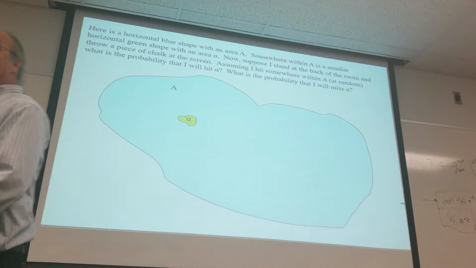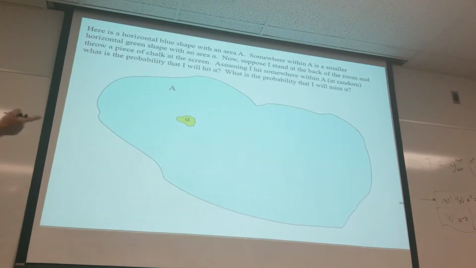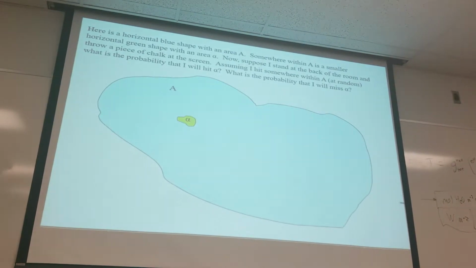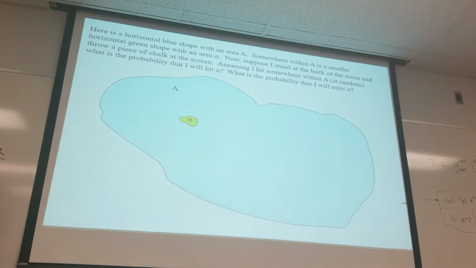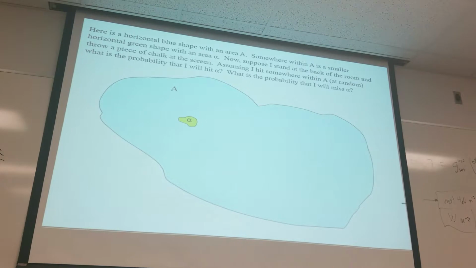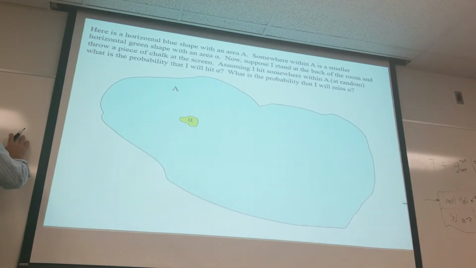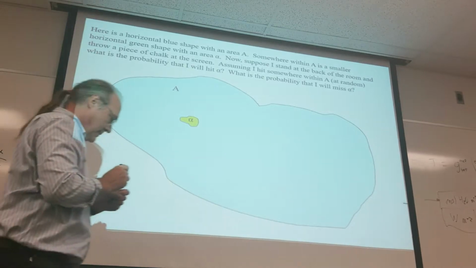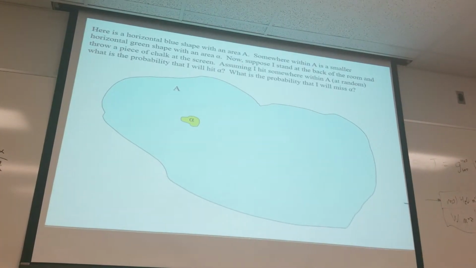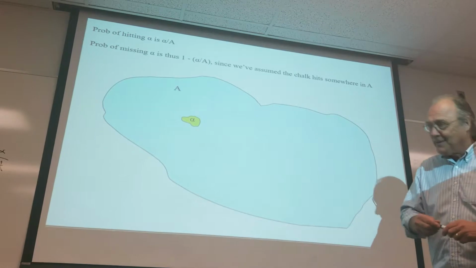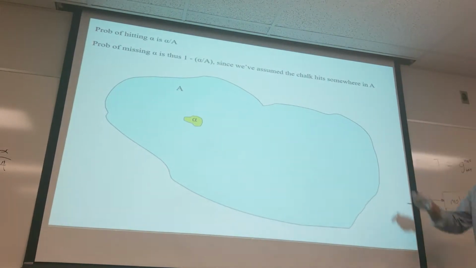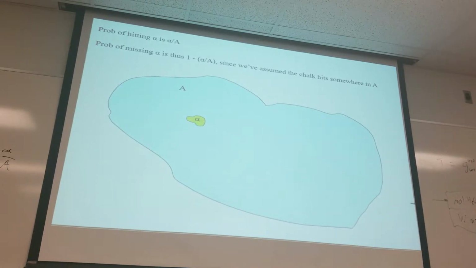So the probability that I miss, which is a much better probability, assuming I hit somewhere on the blue, the probability that I miss hitting that green spot is 1 minus alpha over A. That's a much better probability that I miss that small green area. 1 minus alpha over A. I used to use chalk, but now there's no chalk in there, so I'm going to have to use this pen. Assuming the chalk hits somewhere, 1 minus alpha over A.